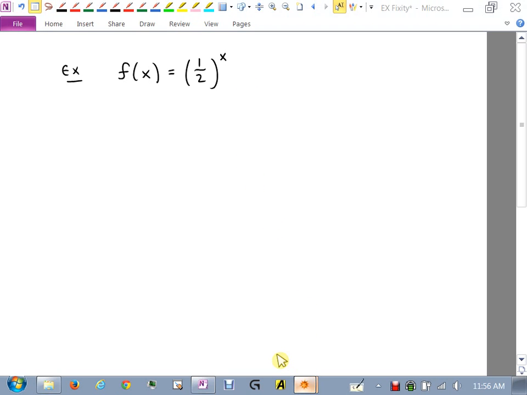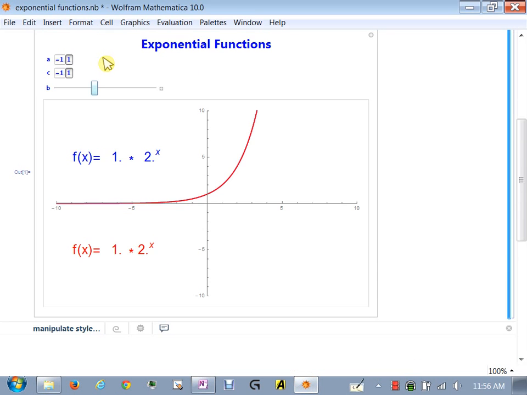So let me show you the picture of this first. I'm going to change my base to 1/2. There it is. So C is still 1, but my base is 0.5 or 1/2. What happened to the graph? Now let me go back and show you. This is where it came from. And this is what happens when I change it to 0.5.